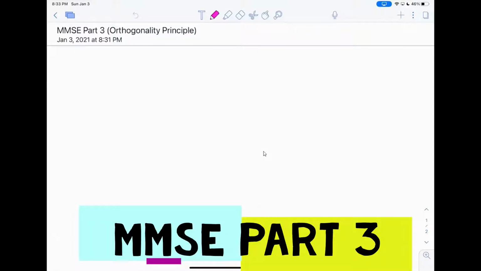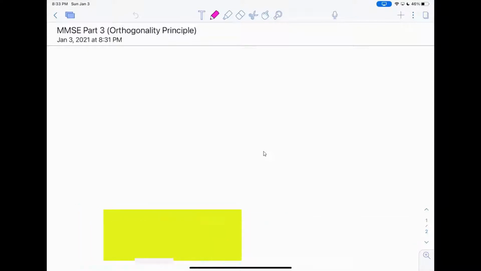Hi everyone, today I would like to talk about two very important concepts. One is the orthogonality principle, which is an extremely important concept used in the context of MMSE and also in estimation in general. Two, I would like to discuss MMSE estimation after observing more data, or after collecting more data.